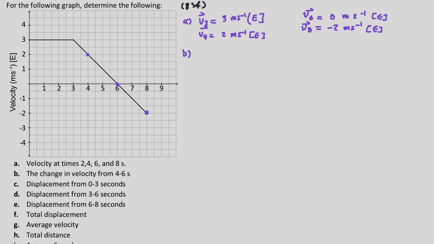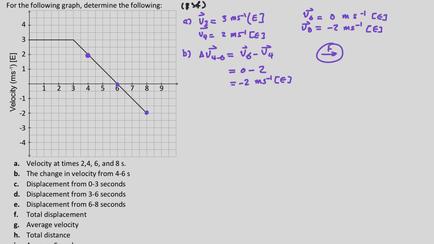Okay, for part B, the change in velocity from 4 to 6 seconds. So at 4 seconds, we're here, and at 6 seconds, we're here. So the change in velocity from 4 to 6 seconds is going to be velocity 6 minus velocity 4. I'm going to take east to be positive, and basically velocity 6 is 0 and velocity 4 is 2, and that will be negative 2 meters per second in the east direction.